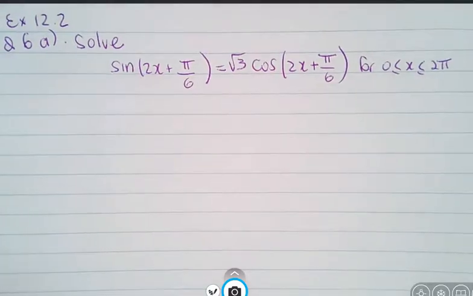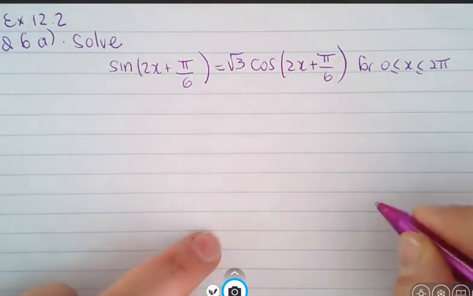Exercise 12.2, question 6a, just looking at this question here. Solve sine of 2x plus pi on 6 equals root 3 cos of 2x plus pi on 6. Now, does that remind you of anything? Sine on cos is tan.